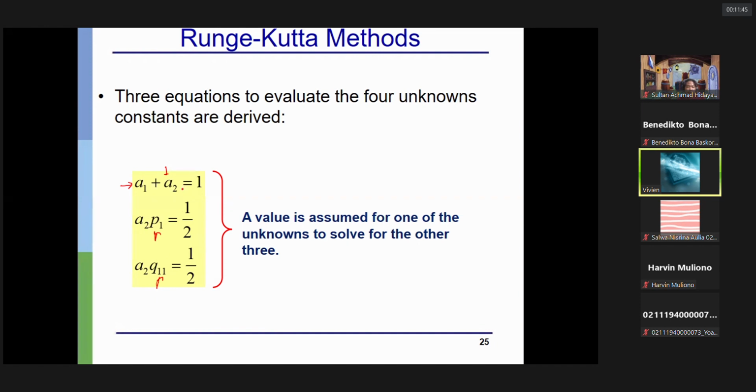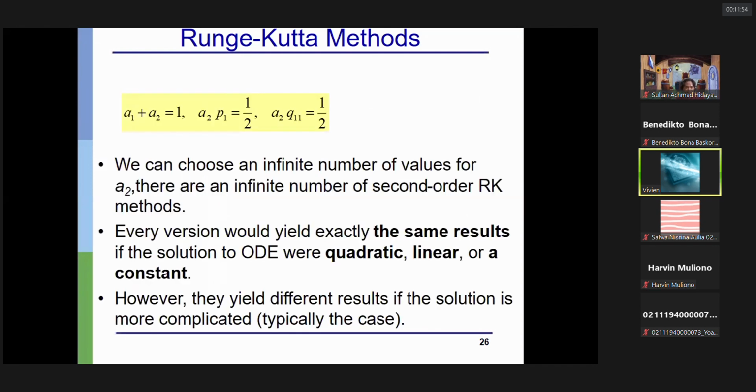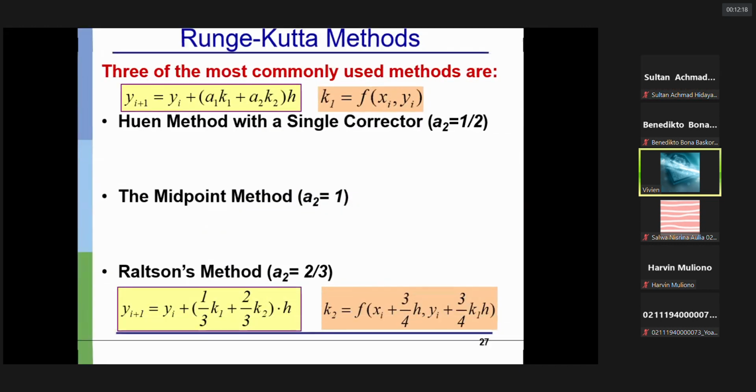It means that we have more unknowns compared to the equations, so we can assume one value. If we assume one value, then we can find the other values. In this case, with this constraint, we can choose an infinite number of values for a2. So we assume a value of a2, and then we can find a1, p1, and q11. Okay, so we will see an example here.